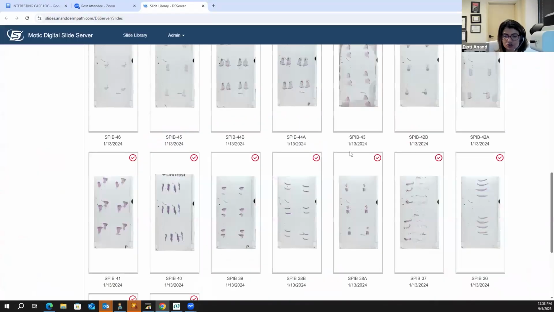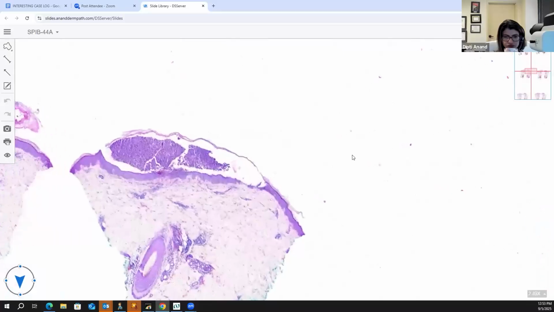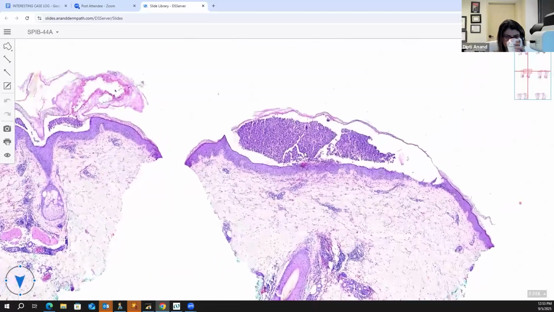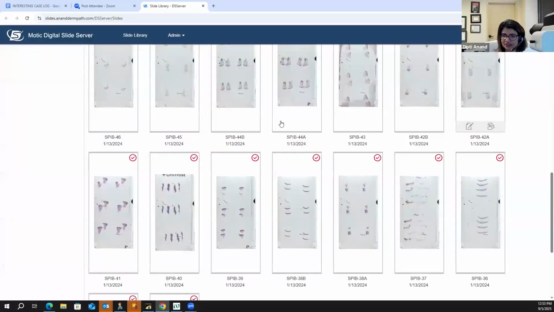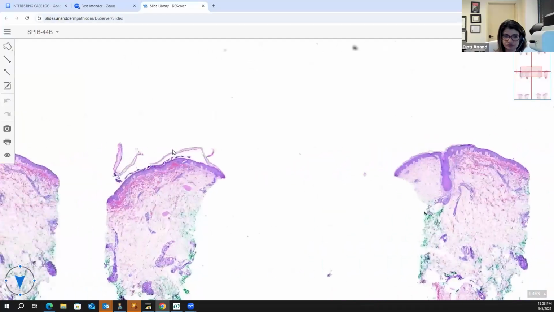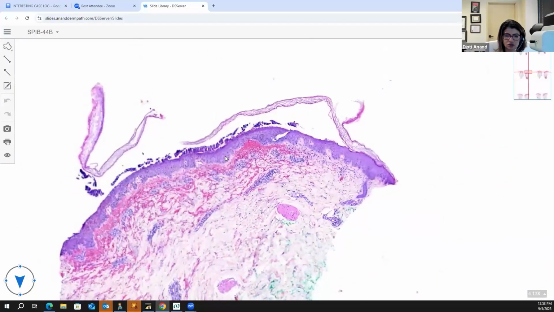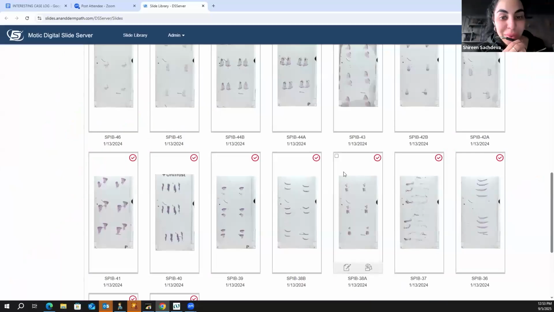Now let's go to the next one, which is 44 A and B. Okay, this is 44A, and let's look at 44B as well quickly. Okay, I can take this one. So, A.